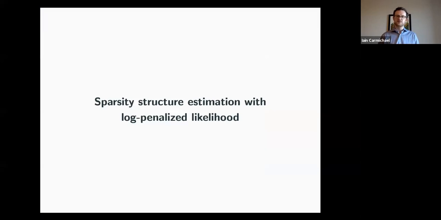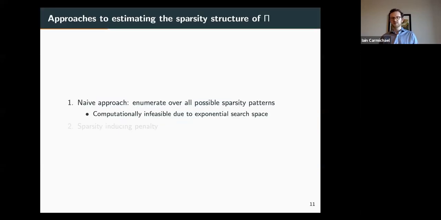So the natural approach is of course through penalized likelihood. Well, I should say there are two approaches that you might try, and the first is the straw man, the naive enumeration approach. Conceivably we could enumerate over all possible sparsity structures of pi, for each structure fit an EM algorithm, and then pick the structure that gave the best BIC, for example. Of course, that leads to an exponential search space, and is probably computationally infeasible in most cases.